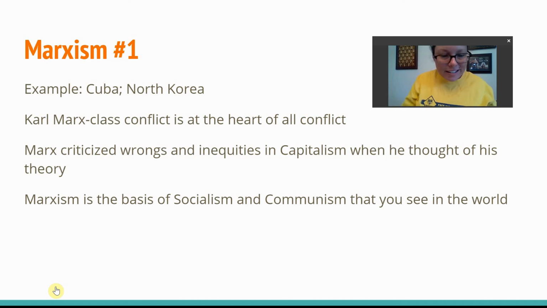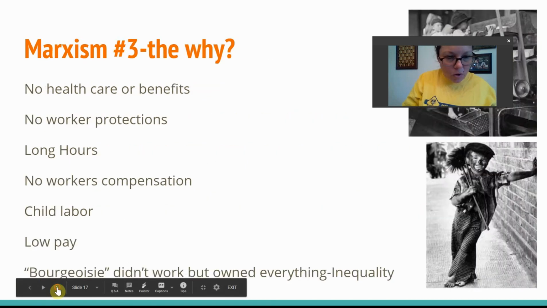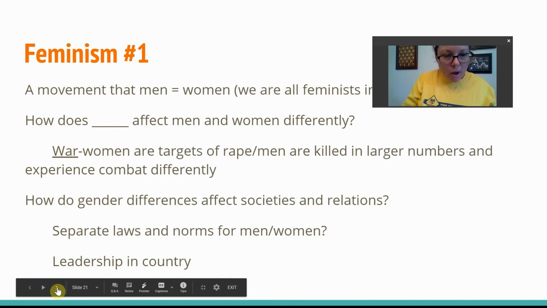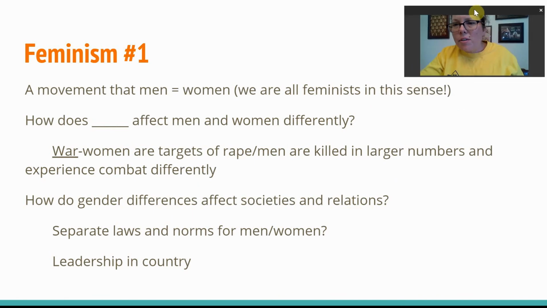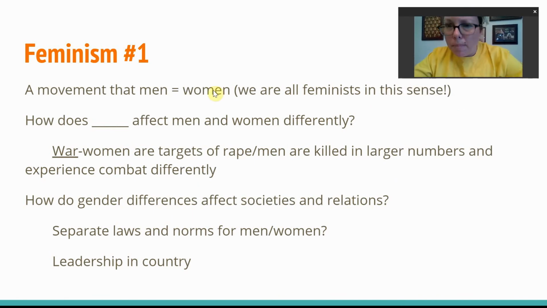The next theory is feminism, and feminism is all about women. Okay, you ask the same questions, but you ask questions like, how does this affect women differently from men? Do women have a different role than men? The question in the book is, how does war affect men and women differently? And it's true, men and women have very different experiences in war. Men usually are soldiers and have specific jobs. Mostly, percentage-wise, they're the leaders making the decisions.